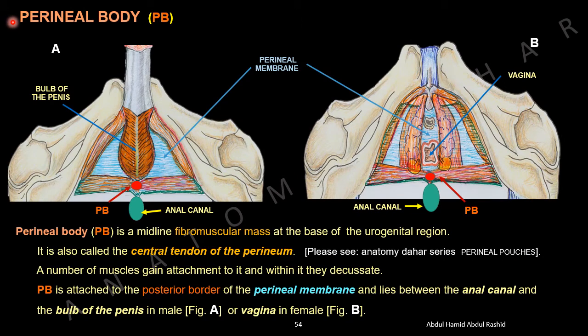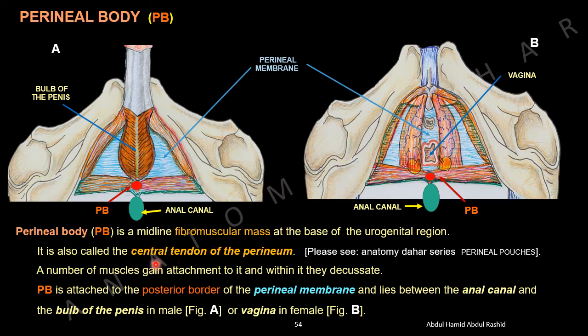Perineal body. Look at the two diagrams given here. This is the urogenital region of the male and this is the urogenital region of the female. They are triangular in shape, so this is the base of the urogenital region. The perineal body is the midline fibromuscular mass at the base of the urogenital region. This is the perineal body.